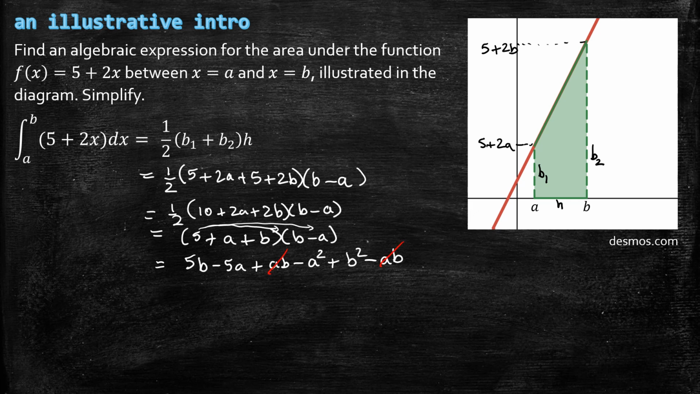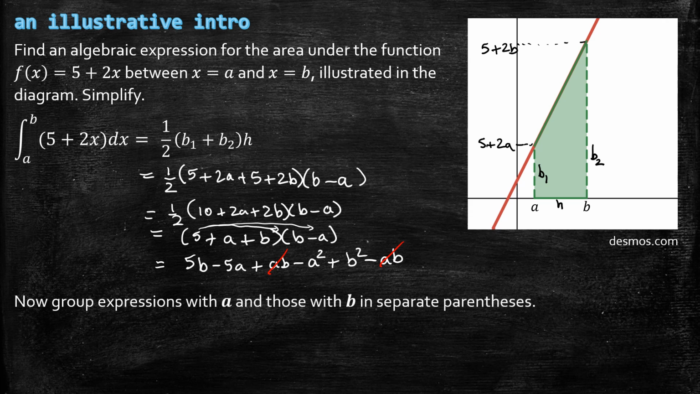Now I want to reorganize this. We're going to group expressions with a and those with b in separate parentheses. So we have the integral from a to b of 5 plus 2x with respect to x. Because the b terms are positive, I'm going to put them first. I'm going to put 5b plus b squared in this parentheses. And because both of the a terms have negatives, I'm going to factor out that negative, and I'm going to get 5a plus a squared. And in the next slide, we're going to see something very curious.